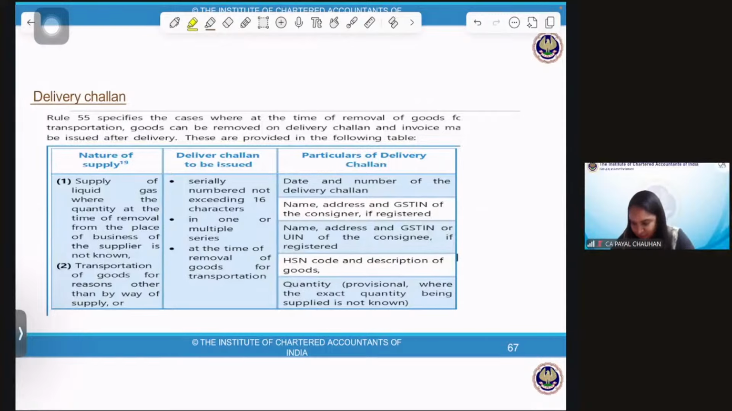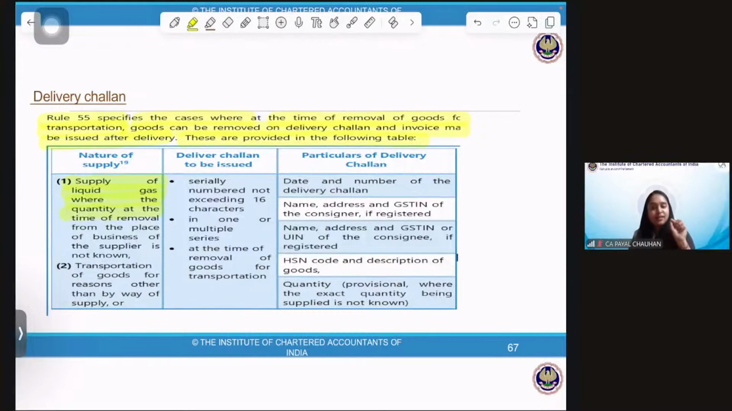Rule 55 specifies the cases where, at the time of removal of the goods from the place of business for transportation, goods can be removed on a delivery challan and the invoice may be issued after delivery. These are provided in the following table. In the following cases, we'll issue a delivery challan and we'll issue an invoice afterward. But at this point, we'll issue a delivery challan. Supply of liquid gas, where the quantity at the time of removal from the place of business of the supplier is not known.